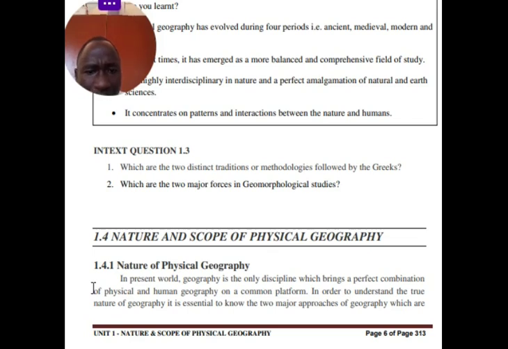The other question asks what the two major forces of the morphological studies are. We talked about those processes. Then they ask you to distinguish between or give the two traditional methods, which we talked about. We had the mathematical traditional method, and then we also had the information gathering method as another aspect. So when we come back, we are going to be looking at the nature of physical geography, where we shall be talking about the nature and scope of physical geography.